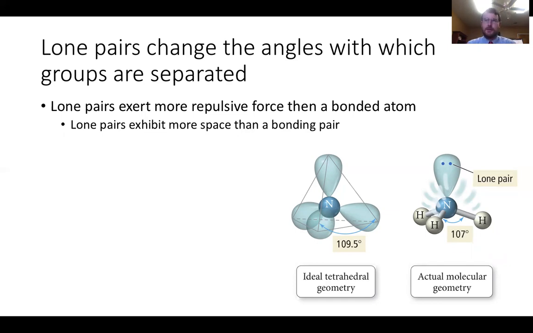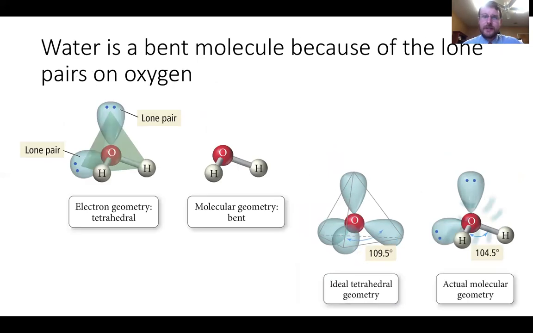A lone pair obviously takes more space. And so we said 109.5 for a tetrahedral arrangement. But if you look at ammonia, it's actually closer to 107 because of the repulsion from that lone pair. Now let's look at water, right? Water's electron geometry is tetrahedral, but its molecular geometry is bent, right?